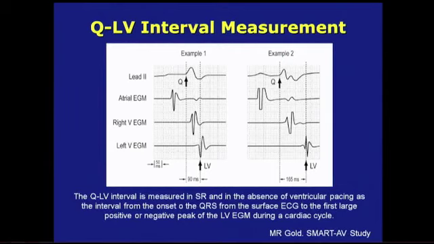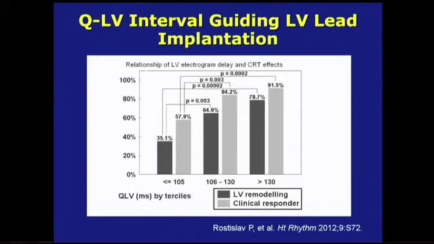And this just shows how to measure the QLV. In this example, the patient with a 90 millisecond delay would be expected to get less benefit than somebody with a 165 millisecond delay. And this is highlighted with 3 different groupings of 105, a middle one, and greater than 130 milliseconds, that you get not only LV remodeling, but also a clinical response the longer the QLV delay is. And this is something that's very, very easy to measure when you're in the lab.